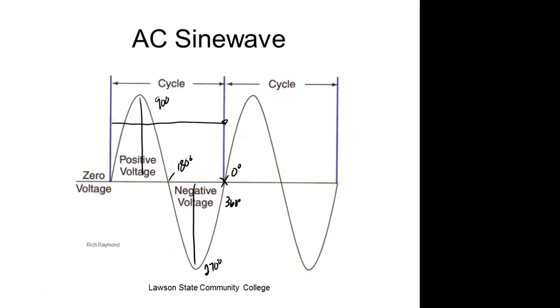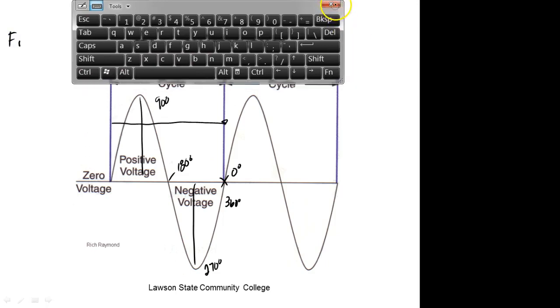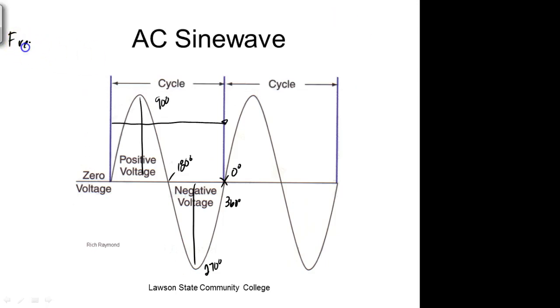occurring at a precise rate. So the rate of the cycles, we call that frequency. So what's frequency? The rate of the cycles. Alabama Power. Anybody know Alabama Power's frequency? 60 cycles per second.